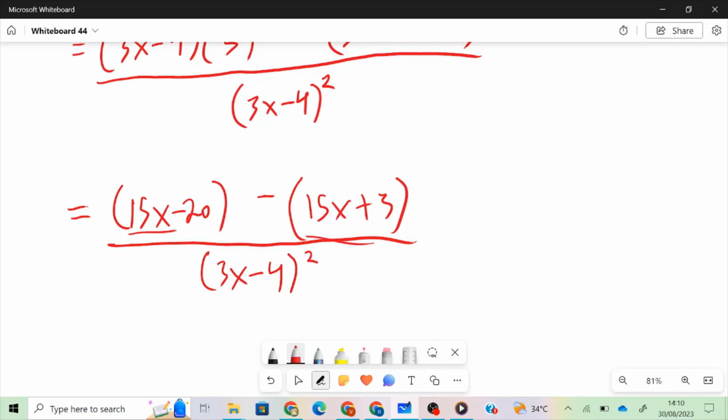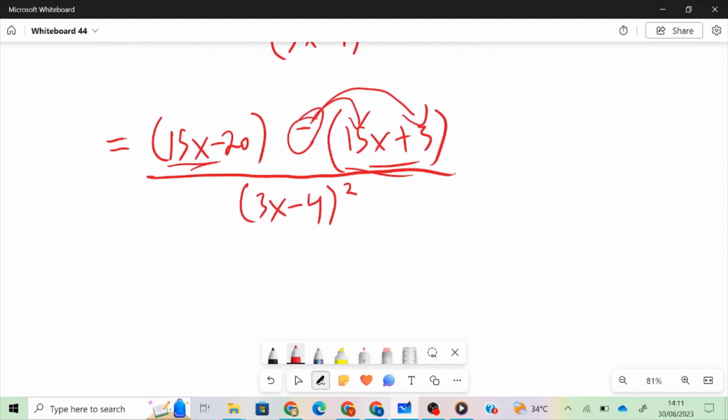By putting this in brackets, it helps me to apply this sign onto the next terms, so I know this becomes minus 15x in any case, and this would become minus 3 because the minus is affecting it. If, for example, this was a minus here, but I had a minus 3 inside instead of a plus 3, then the minus times the minus 3 would give me a plus 3 in the end. In this case, it's just minus 3.